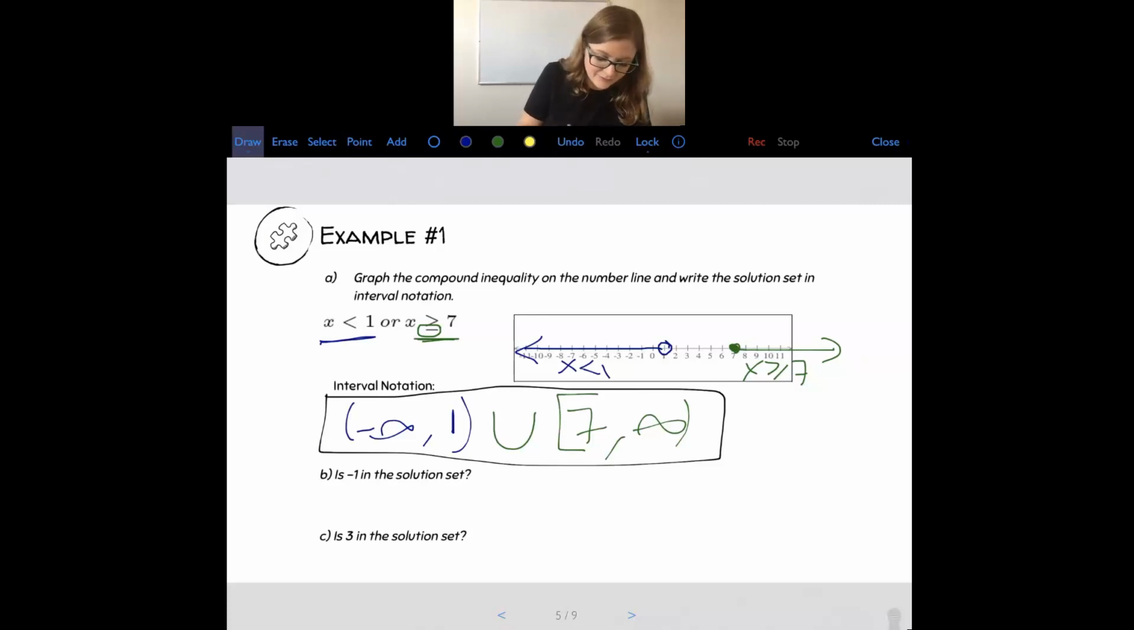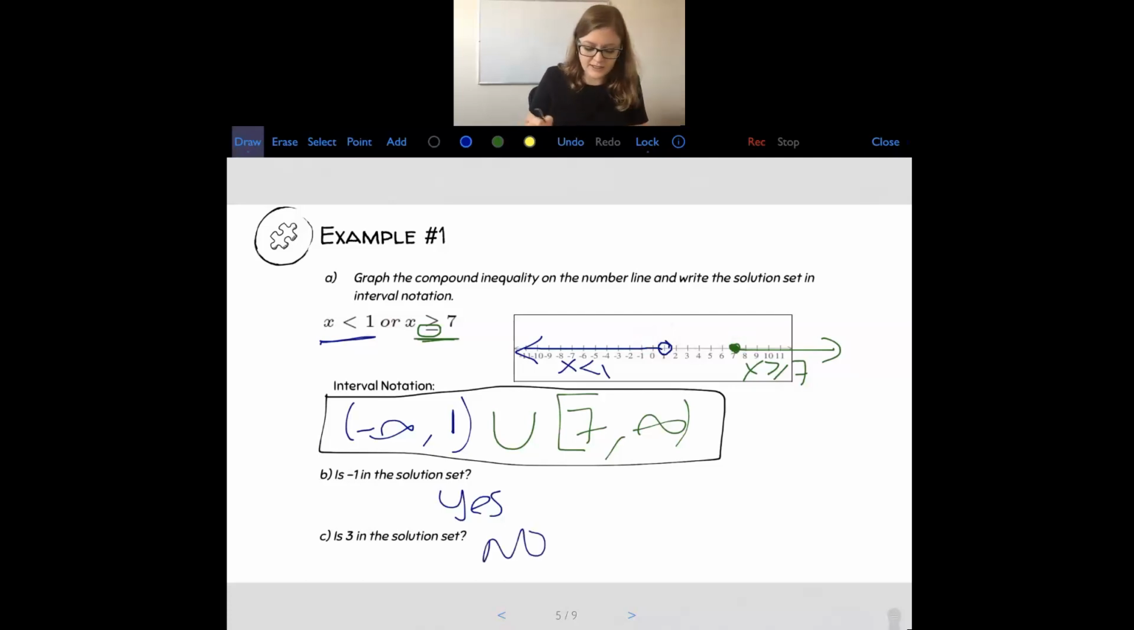Okay, now for our questions, is -1 in the solution set? So remember, with the word or, -1 either has to be part of the blue line or the green line. It can be in either one and it would be part of the solution. Okay, so -1 is right here, so that answer would be yes. Okay, for the next one, is 3 in the solution set? We would go to 3. It's not part of green or blue, so this answer here would be no.